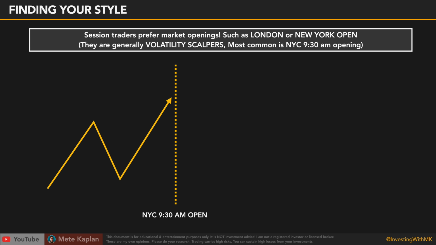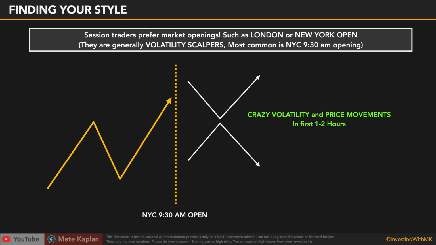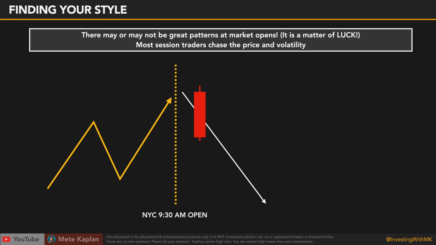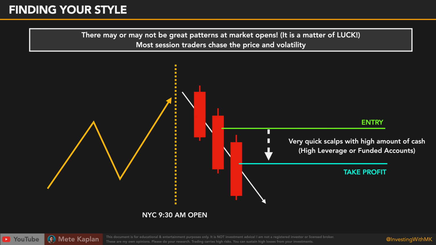Session traders prefer market openings, such as London or New York Open. They are generally volatility scalpers. Most common is New York Open at 9:30 a.m. You will see these crazy price movements when the market opens. Most session traders are micro scalpers. They use extremely high leverage or a high amount of cash.